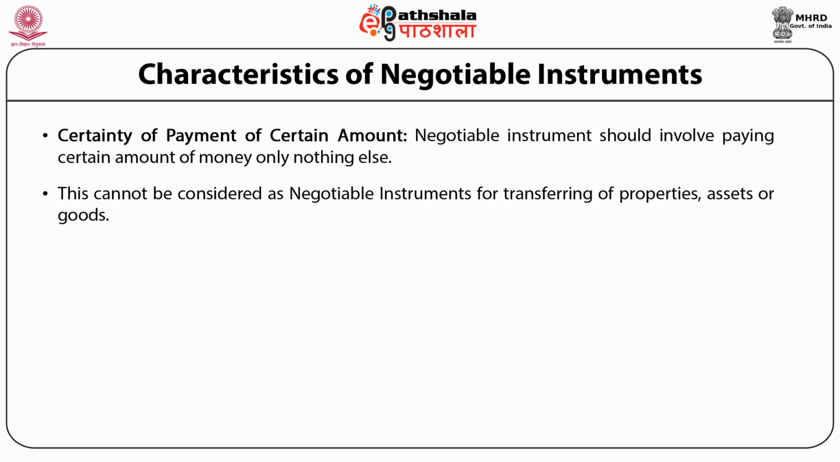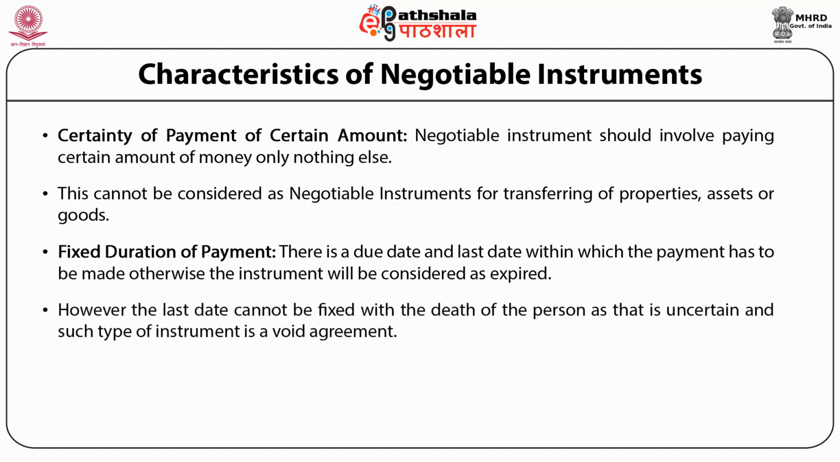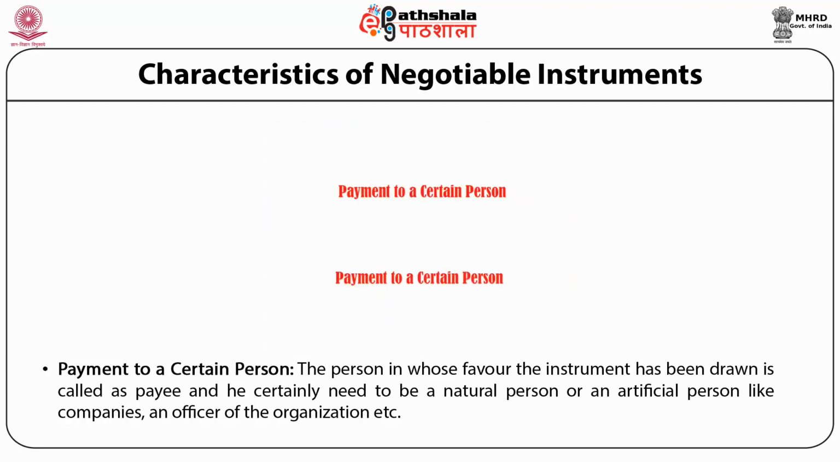Then the other characteristic is fixed duration of payment. There is a due date and last date within which the payment has to be made. Otherwise, the instrument will be considered as expired. However, the last date cannot be fixed with the death of the person, as that is uncertain, and such a type of instrument is a void agreement. Then the other characteristic is payment to a certain person. The person in whose favor the instrument has been drawn is called the payee, and he certainly needs to be a natural person, or an artificial person like companies, an officer of the organization, etc.